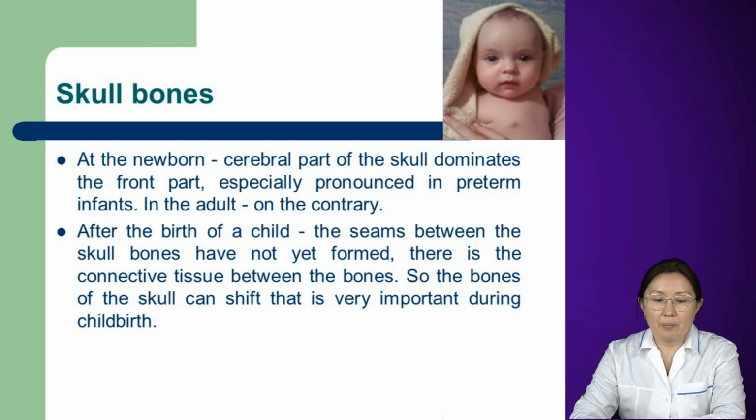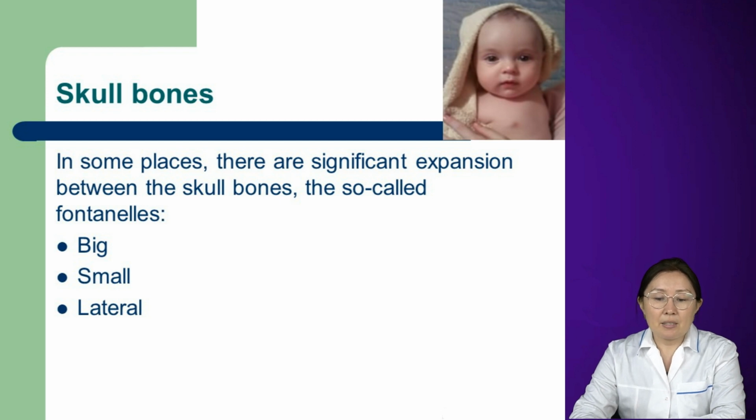Skull bones in children. In the newborn, the cerebral part of the skull dominates the front part, especially pronounced in preterm infants. In the adult, on the contrary. After the birth of a child, the seams between the skull bones have not yet formed. There is connective tissue between the bones, so the bones of the skull can shift. That is very important during childbirth. In some places there are significant expansions between the skull bones, the so-called fontanelles: big, small and lateral.